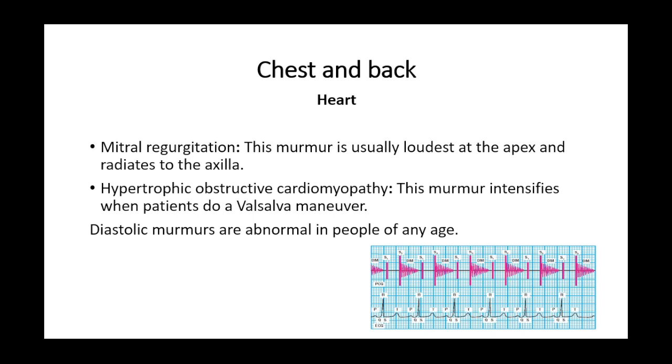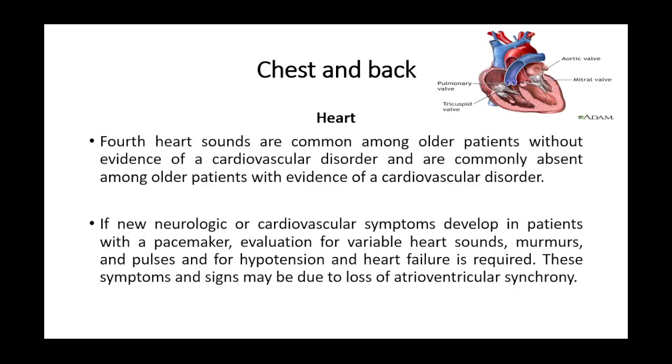Mitral regurgitation murmurs are usually loudest at the apex and radiate to the axilla. Hypertrophic obstructive cardiomyopathy murmurs intensify when patients do a Valsalva maneuver. Diastolic murmurs are abnormal in people of any age. Fourth heart sounds are common among older patients without evidence of cardiovascular disorders and are commonly absent among older patients with evidence of cardiovascular disorders.